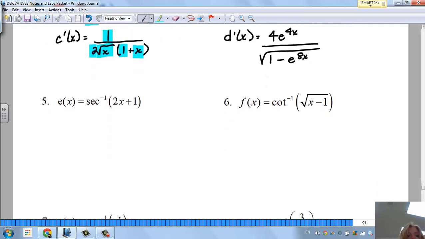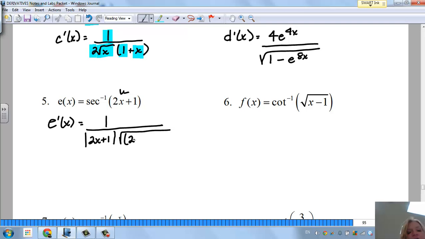5, let's practice this one. Inverse secant, or arc secant if you will. Call this u. So get it out so you'll know what the derivative is. So e prime of x is going to be 1 over the absolute value of u, so it's 2x plus 1, times the square root of u squared, which is 2x plus 1 squared minus 1. So all I did was just plug it in that formula, and then I take the derivative of the inside, which is times 2.